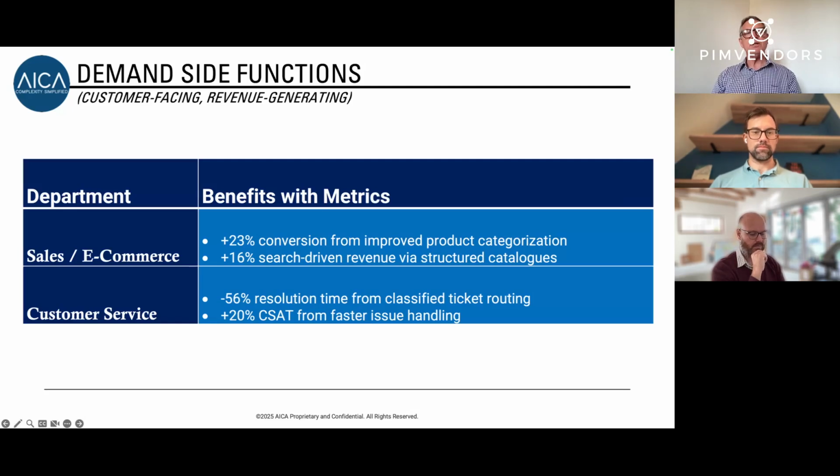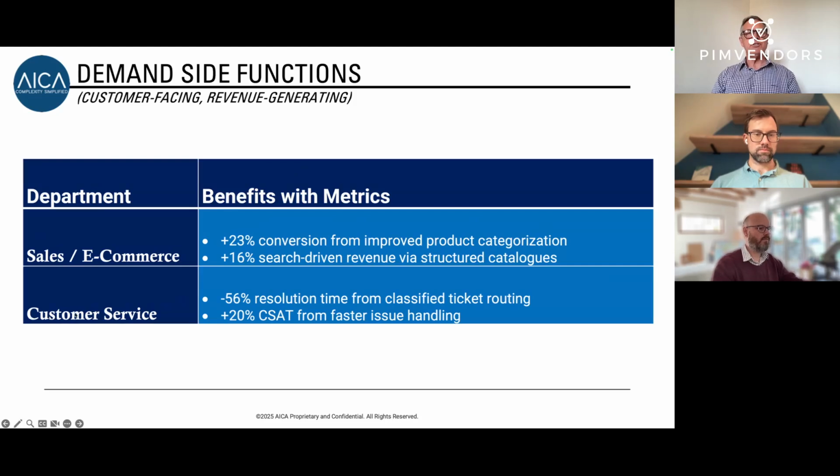And 16% search-driven revenue via structured catalogs. So if your catalog is not structured, and everybody's starting to do that, but it is quite hard when you've got 1 million items to manually ensure that your categorization is right, or if there's a change in taxonomy. And this is where our technology comes in.